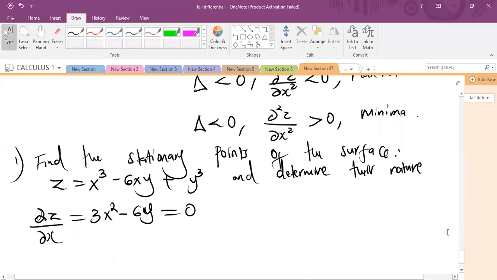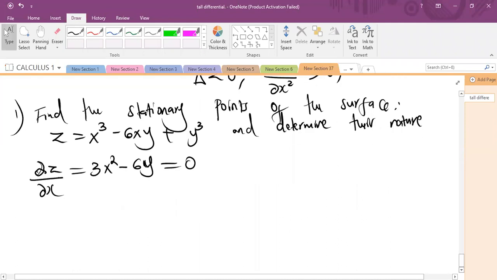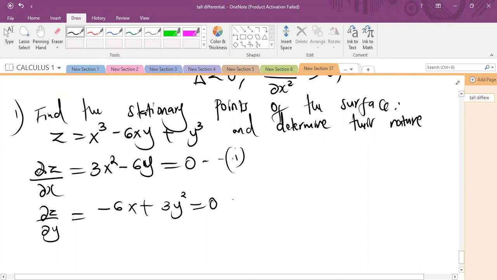Next, we're going to get the partial derivative of z with respect to y. Differentiating with respect to y, x cubed is a constant, so differentiating will give us 0. Differentiating the rest with respect to y will give us minus 6x plus 3y squared, and this is also equal to 0. Call this equation number 1, call this equation number 2. We are going to solve these two equations simultaneously to get the values of x and y.